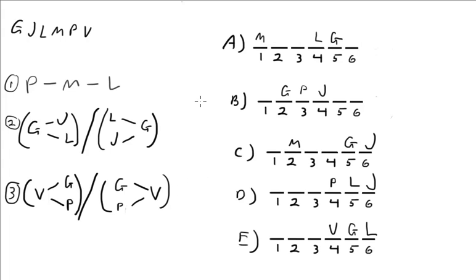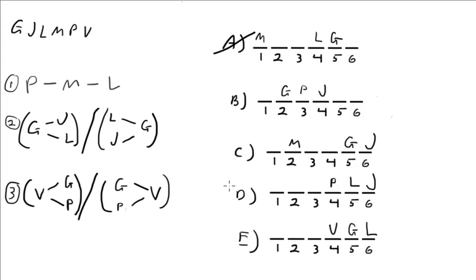Another way of dealing with this question is just to go rule by rule and eliminate answer choices that violate each rule and just treat it like a normal acceptability question. So let's go through that process as well, just to see what it's like. So the first rule says P has to be before M, which has to be before L. And of course, as we've already seen, answer A violates that rule by putting M into position 1, and there's just no room for P.